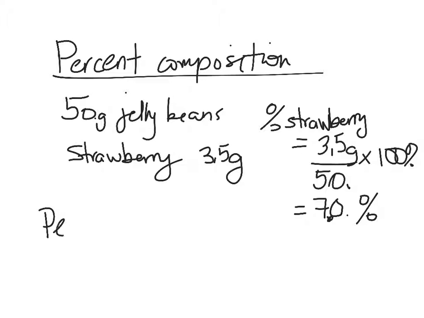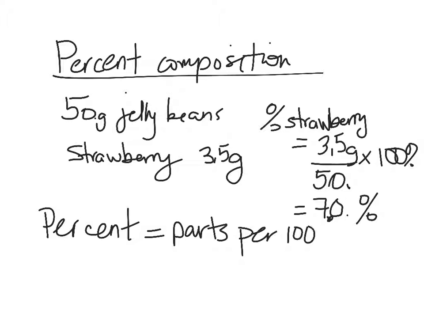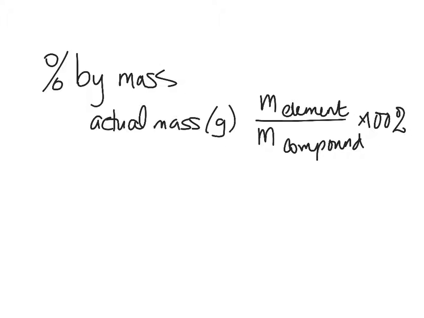Percent means parts per 100 parts, or the whole shebang. So percent is the part of what you're looking at for the whole thing. So this is one way to do it. If you're not given actual masses, you're going to use molar masses.